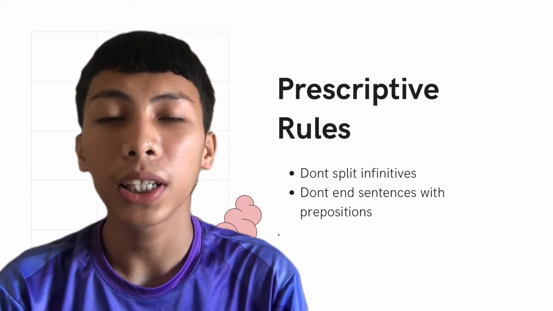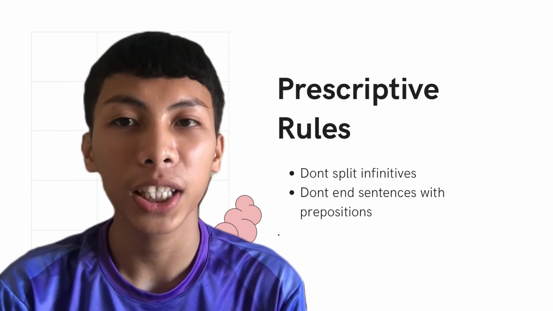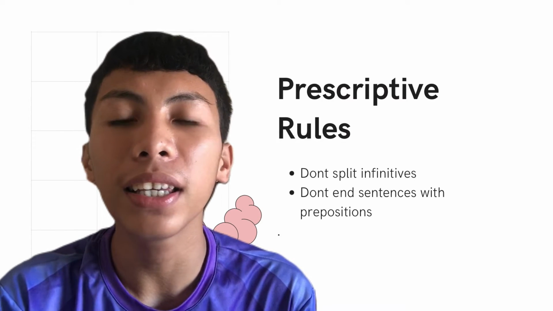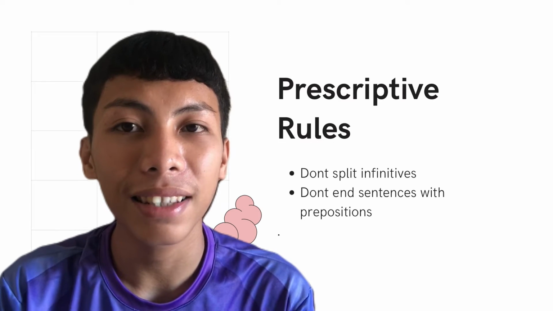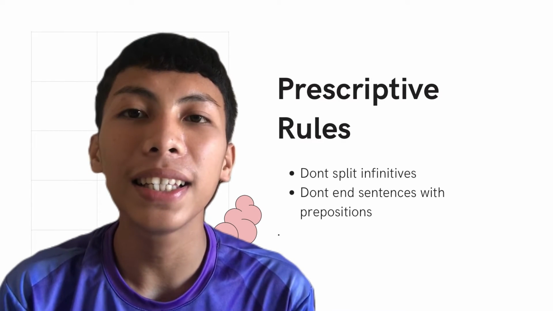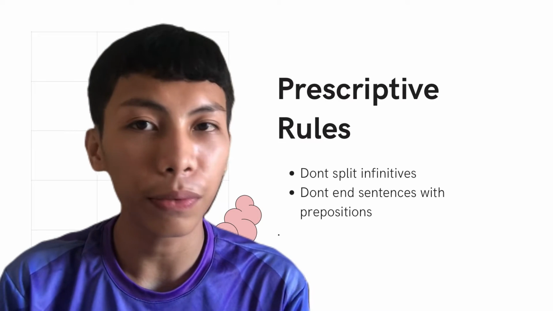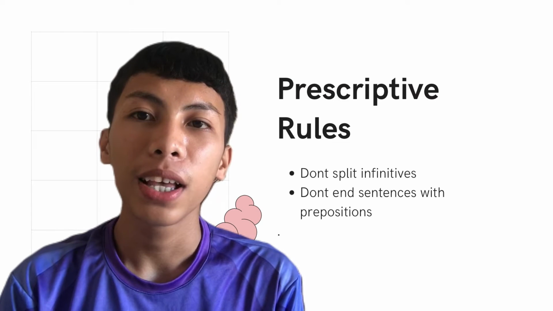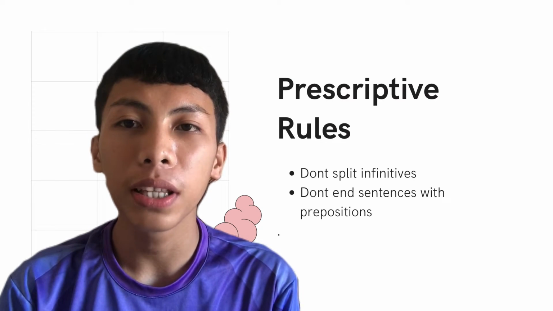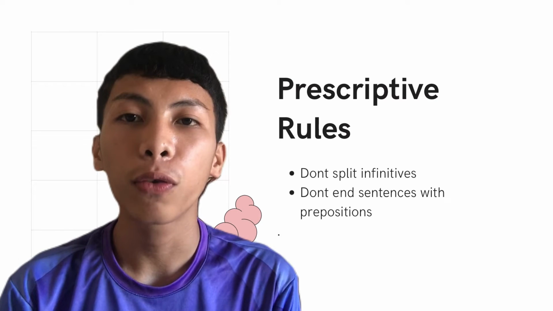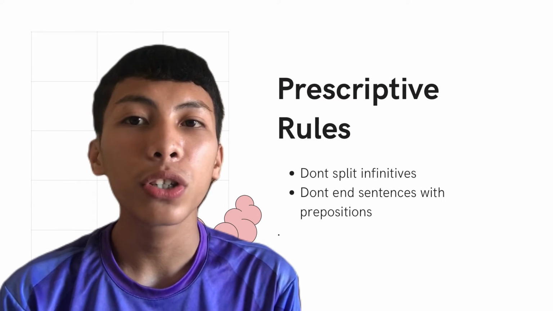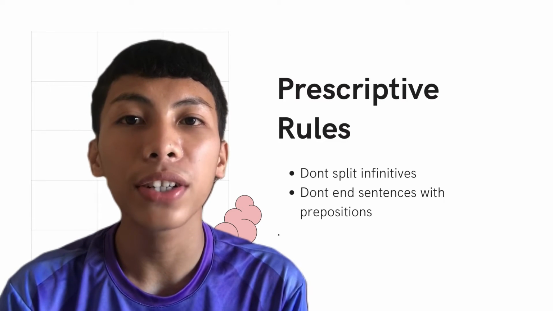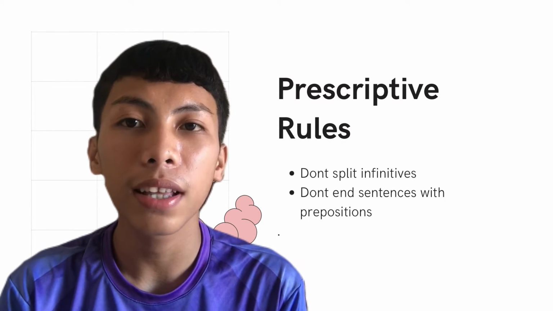So the first rule is don't split infinitives. For example, he decided to quickly leave the room. Instead, you should rather say, he decided quickly to leave the room. And the second rule is, don't end sentences with prepositions. For example, which student did you talk to? Instead, you should rather say, to which student did you talk?